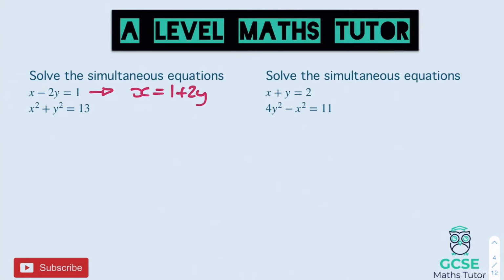Obviously, if we did make it y equals, we'd end up having to divide by 2 at some point to make it y equals or negative 2, depending on how you rearrange it. And it's a lot easier for us to expand a double bracket without any fractions in there.